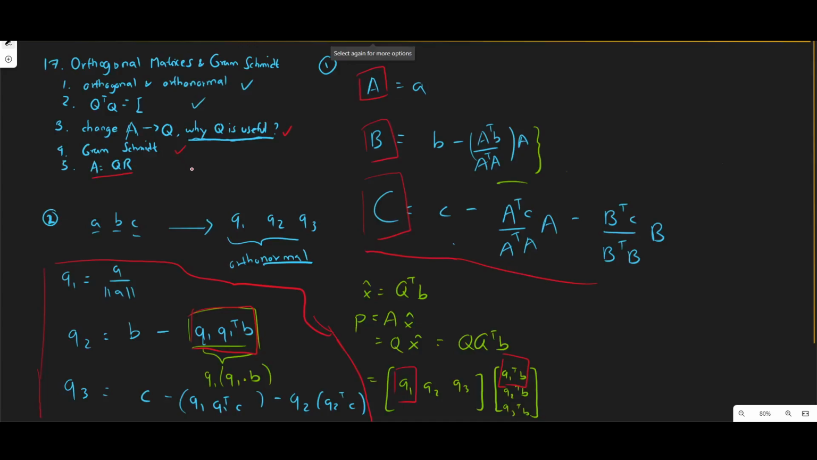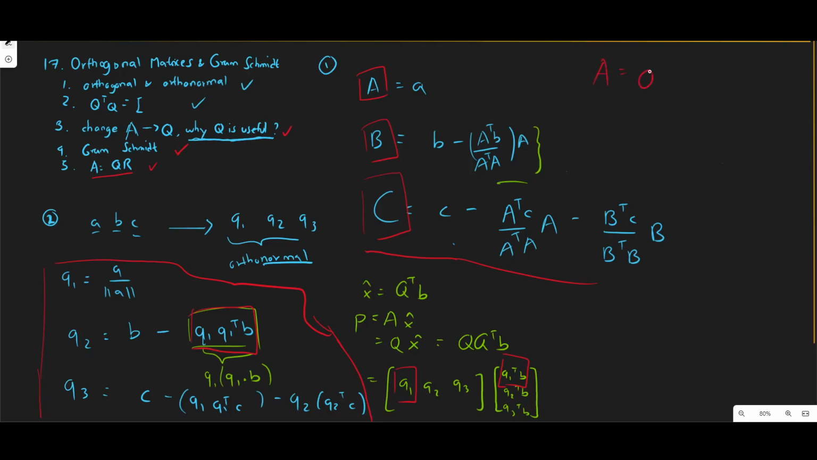So this is part 4 of our review of chapter 17, orthogonal matrices and Gram-Schmidt, and we already discussed Gram-Schmidt in the previous part. So let's discuss the last one, which is the vectorization of the orthogonal matrices. Let me write this down first.